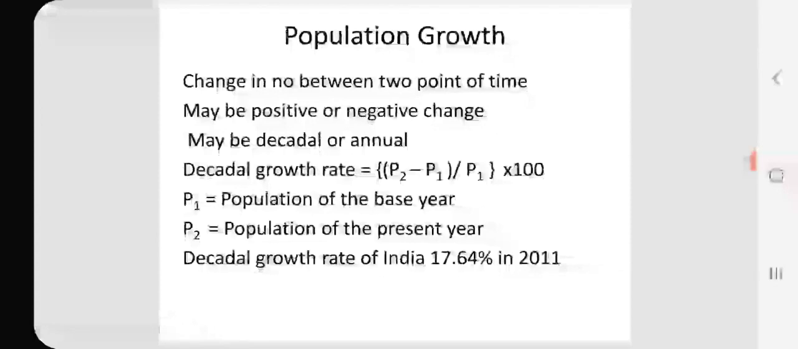Decadal growth rate of India in 2011 census was 17.64%. So the annual growth rate will be 17.64% divided by 10, and it will be 1.764% in 2011 census.